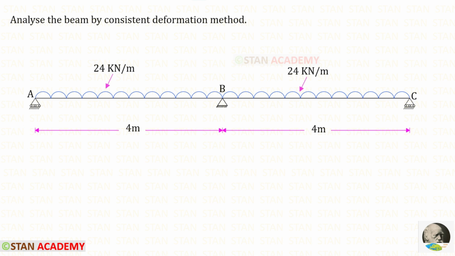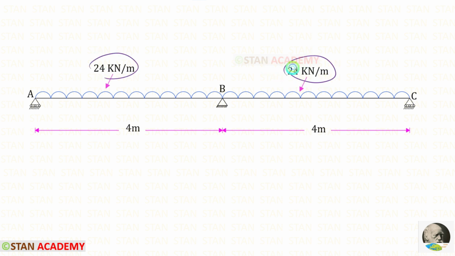Hello everyone. Today we are going to analyze this beam by the consistent deformation method. In this beam there are two spans, AB and BC. In both of the spans there is a uniformly distributed load of 24 kN per meter. It is acting for the full length of the beam. Both of the spans are 4 meters long.